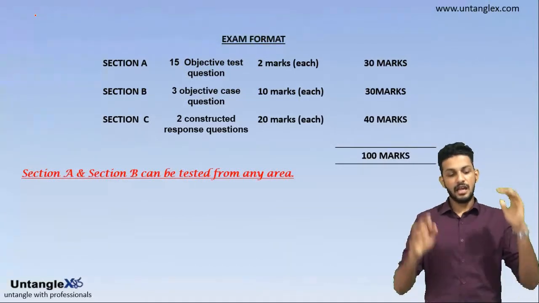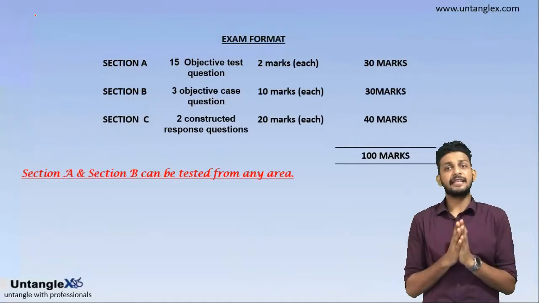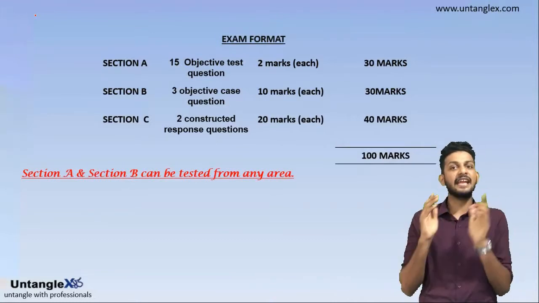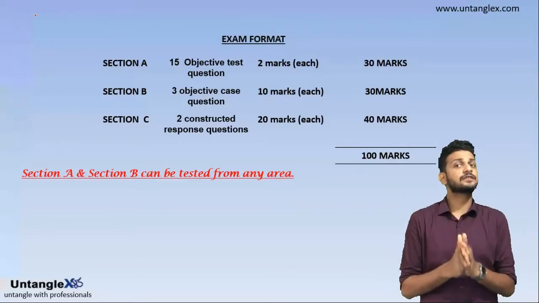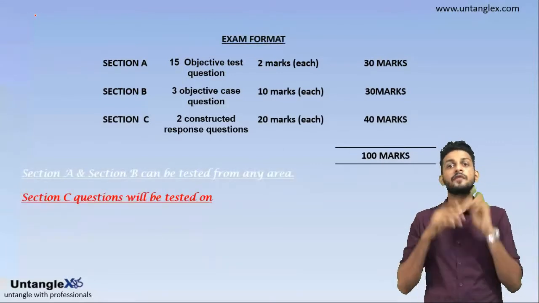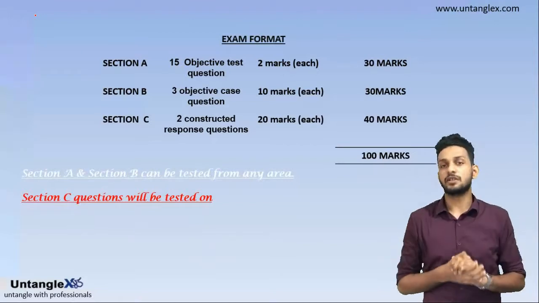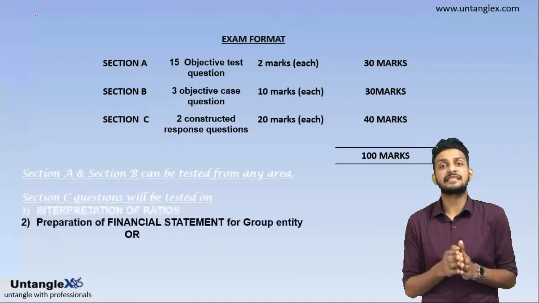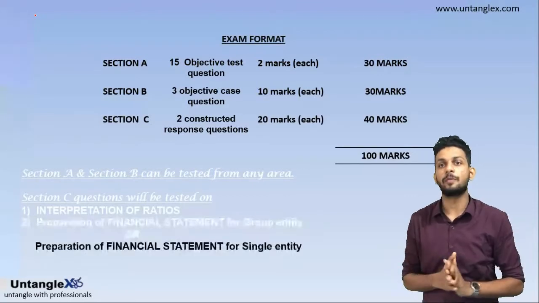Okay. And another thing, your section A and section B questions can be tested from any area. It is told by your examiner. They are saying that section A and section B questions can be tested from any area. But in the case of section C, the examiner has specified some areas. So your first question from section C will be based on interpretation of ratios, and the second question will be either preparation of financial statements for a single entity or preparation of financial statements for a group entity.